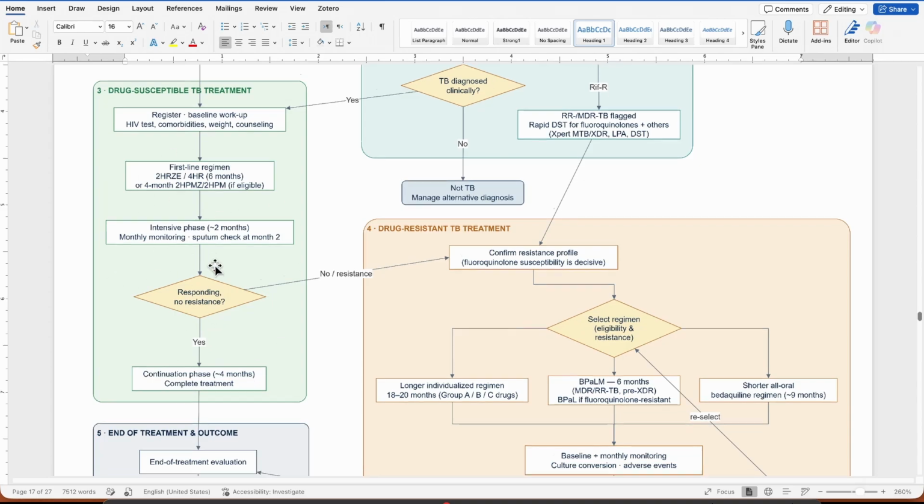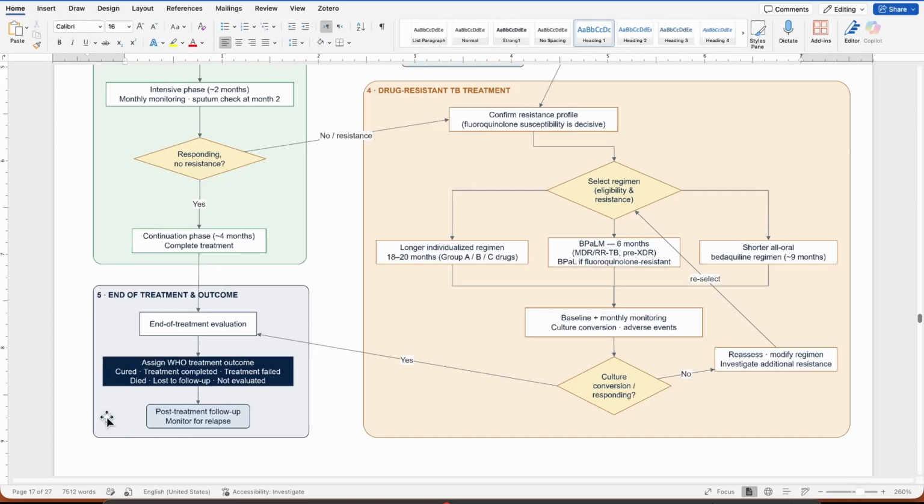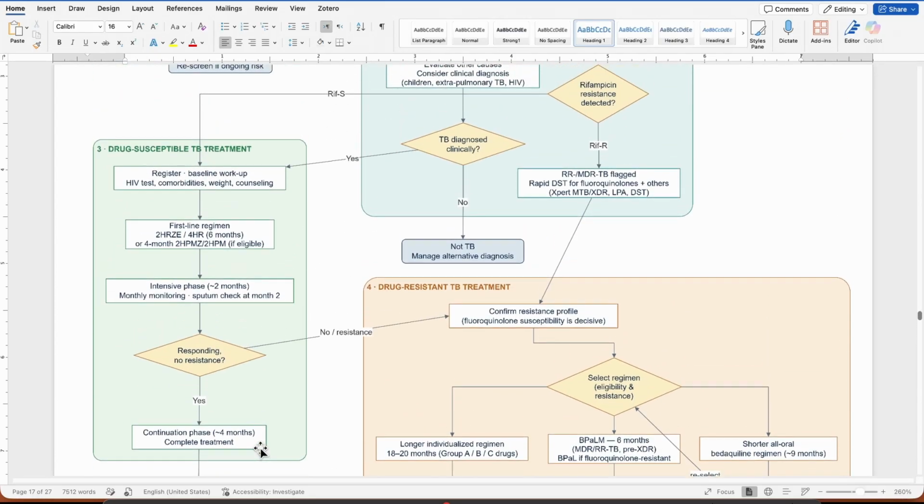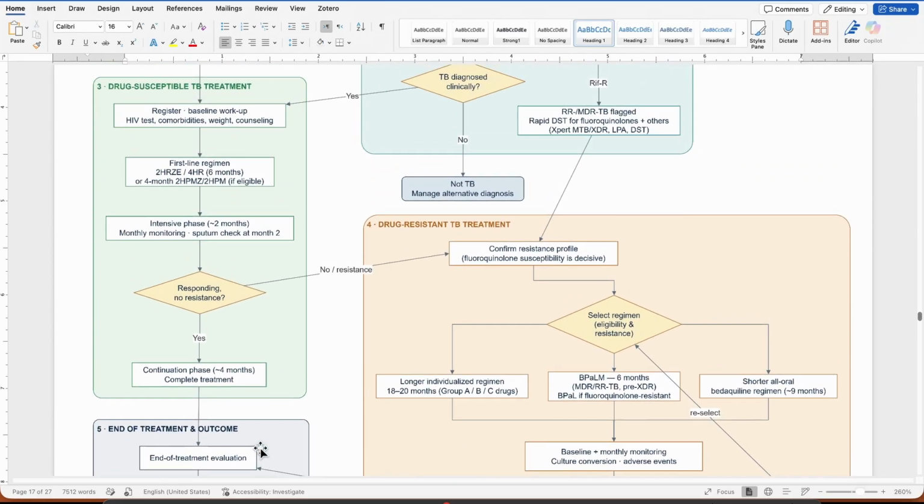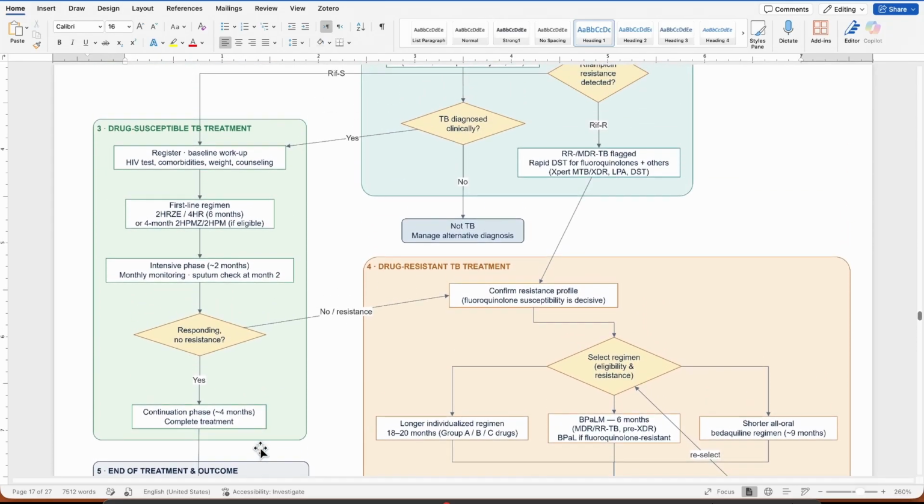Now if you have completed your treatment, then again at the end of treatment, you will be tested. Okay, your treatment was completed and that's it, case closed. But if your treatment was not completed, or during the treatment if you were found resistant, then you move to drug resistant TB treatment. This is the second type of treatment.